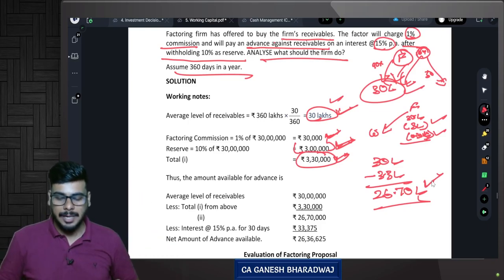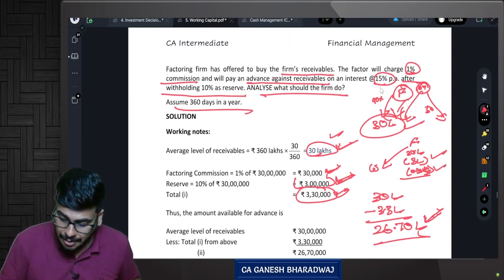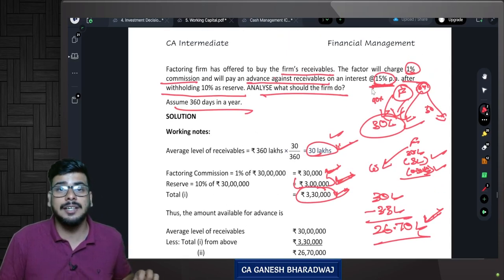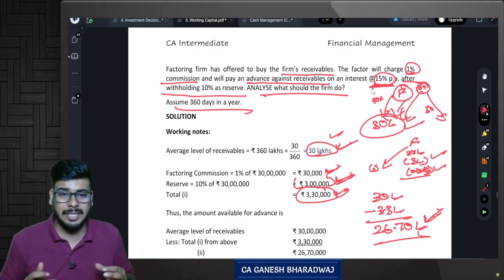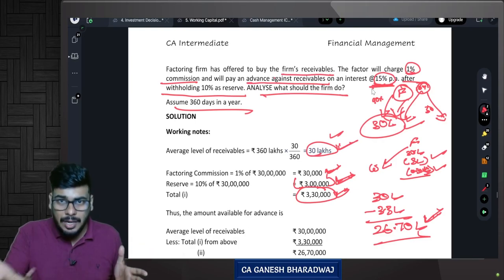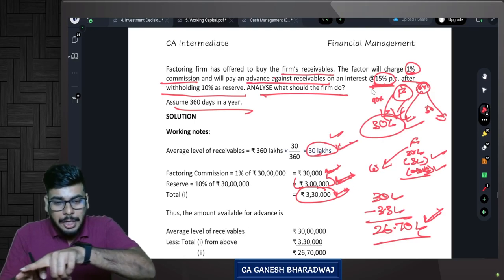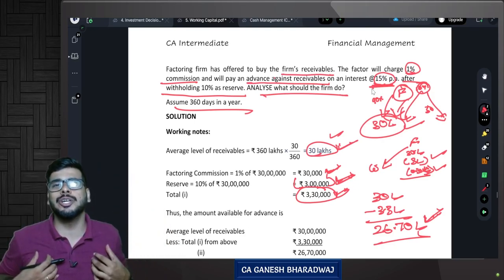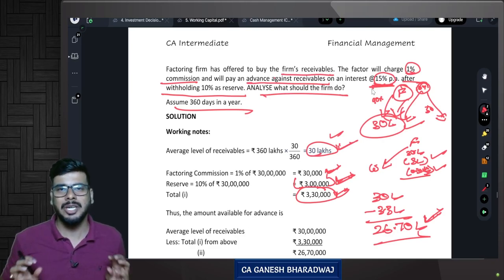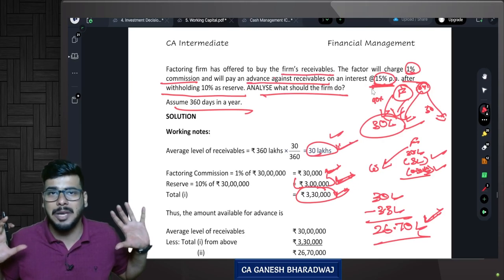But wait, he says this 26,70,000 I am funding to you today is going to be against an interest of 15%. Why? Because this guy is saying, come on, I am going to bear your risk, correct? Not just that, for 30 days, I'm going to finance you. If you want to do it by yourself, you need to incur some extra cost plus wait for 30 days. Whereas if you're doing it through me, you just need to pay me a commission. And of course, for the 30 days, whatever I'm funding you, that portion, you need to pay me some interest.